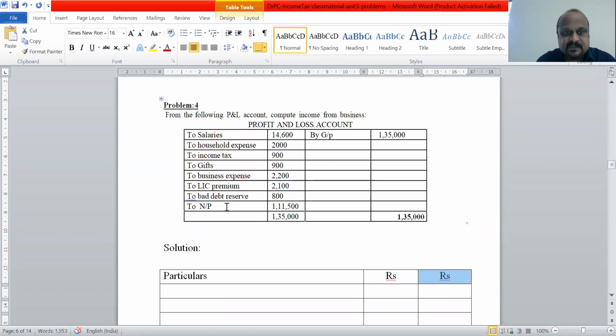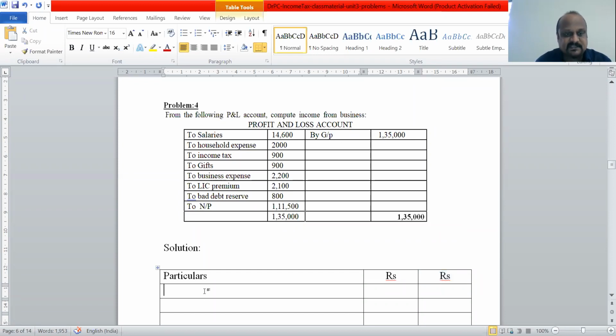Now let us see in this entire P&L account where the net profit is given. You can see this N bar P here, down. If you read this profit and loss account, salaries is given. These are all the debit side, and this is the credit side. On the debit side, they have given salaries, household expenses, income tax, gifts, business expenses, LIC premium, bad debt reserve, and N bar P, which is nothing but the net profit. So he is claiming that his net profit is so much. You can just leave the gross profit; we are not interested in it. We want the net profit. How much is he claiming?